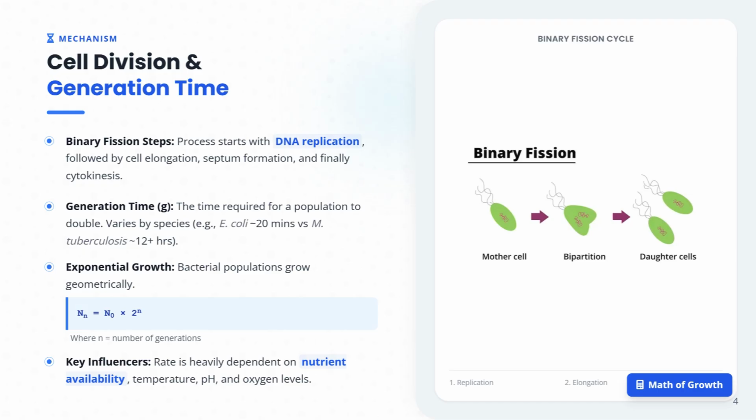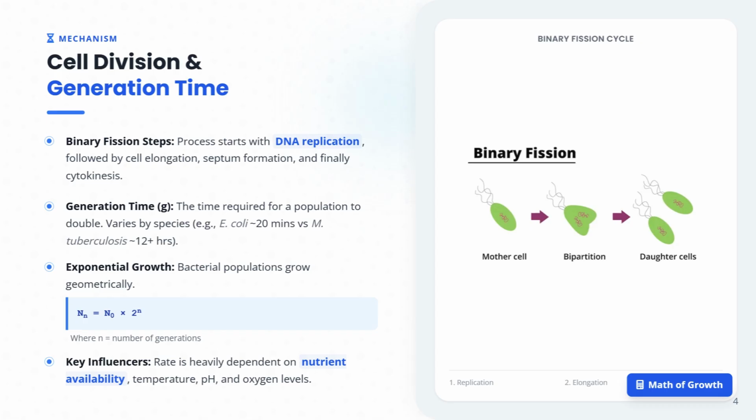A key concept here is the generation time G, which is the time required for a population to double. This varies widely by species. For example, E. coli doubles in about 20 minutes, while M. tuberculosis can take over 12 hours. Bacterial populations grow exponentially, which we describe with the equation Nn equals N0 times 2 to the power n, where n is the number of generations.